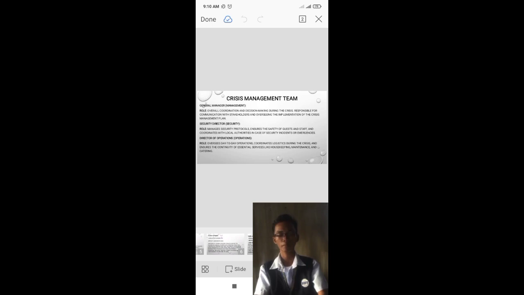Crisis management team: general manager or management. Role: overall coordination and decision making during the crisis. Responsible for communication with stakeholders and overseeing the implementation of the crisis management plan. Security director or security. Role: manage security protocols, ensure the safety of guests and staff, and coordinate with local authorities in case of a security incident or emergency.